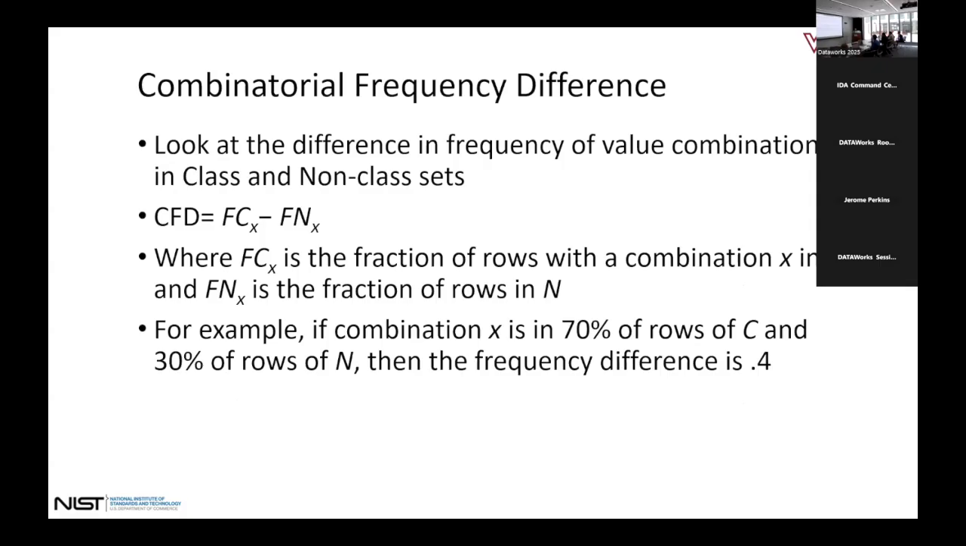Okay. And then the last metric is the combinatorial frequency difference. This was alluded to in the morning, but it's looking at the difference in the frequency of value combinations in a class versus a non-class. Looking at the FC as the fraction of rows with a combination in the class versus the fraction of rows in the non-class. As an example, if combination X is in 70% of the rows of the class and 30% of rows of the non-class, then that frequency difference was 0.4.